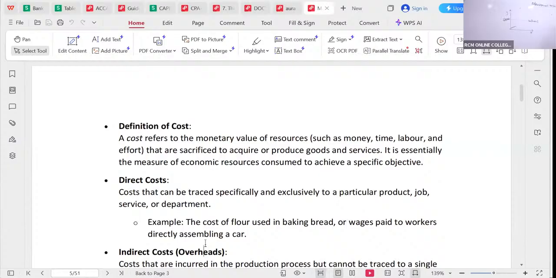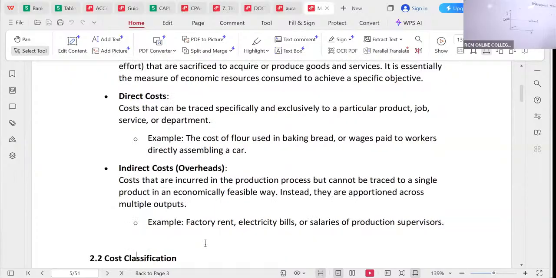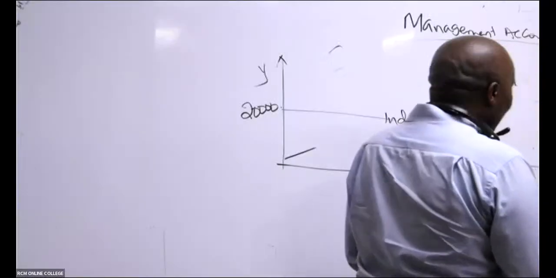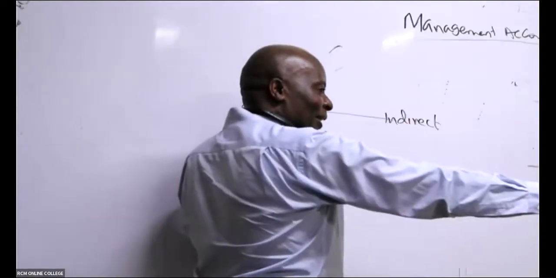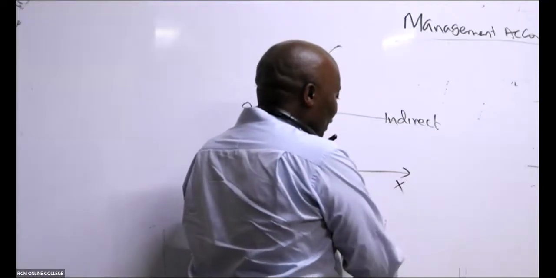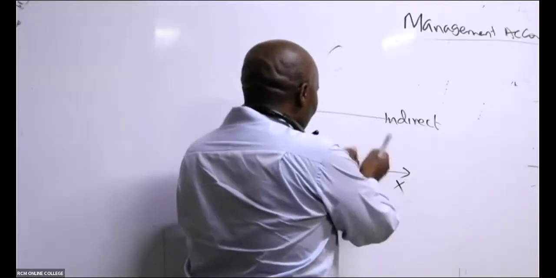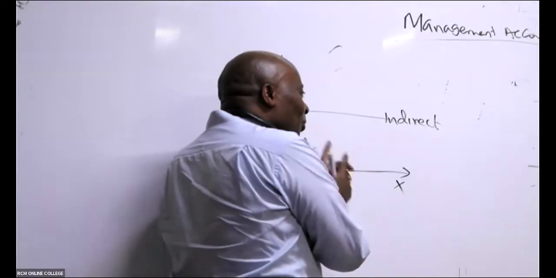Indirect costs are what we shall be calling overheads. These are costs that are incurred in the production process, but cannot be traced to a single product in an economically feasible way. Instead, they are apportioned across multiple outputs. So in this case, for example, the rent that we pay here, if you're paying 20,000, you can't say that this 20,000 was paid by this student. You guys put together this money in the form of school fees, and from that particular bucket, we pay the rent. But there are expenses for sure that we shall be able to trace to you.